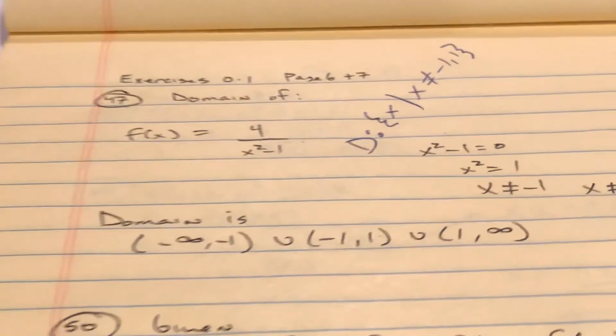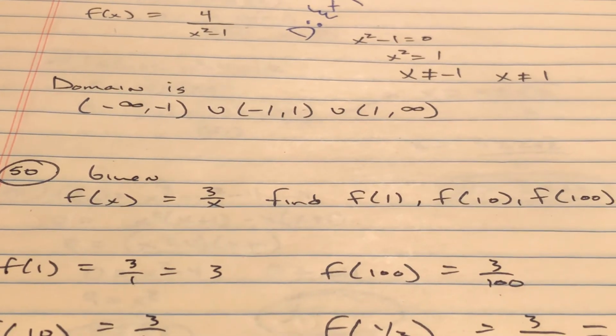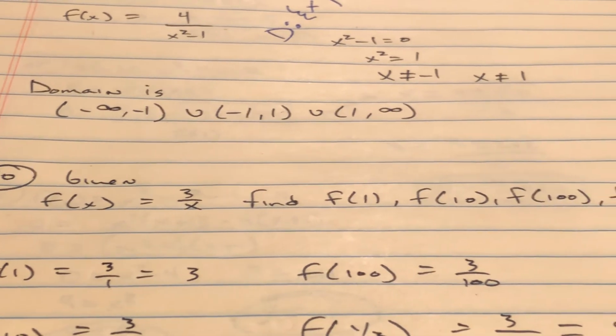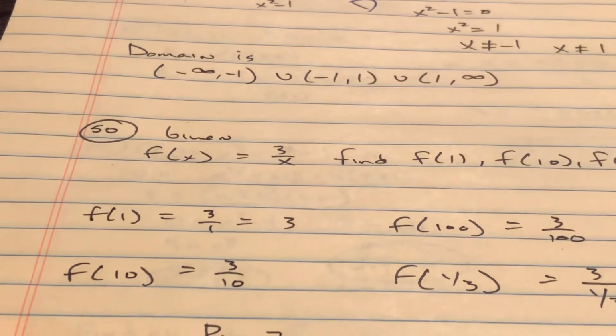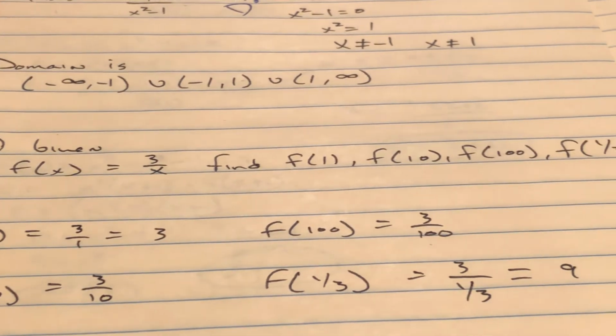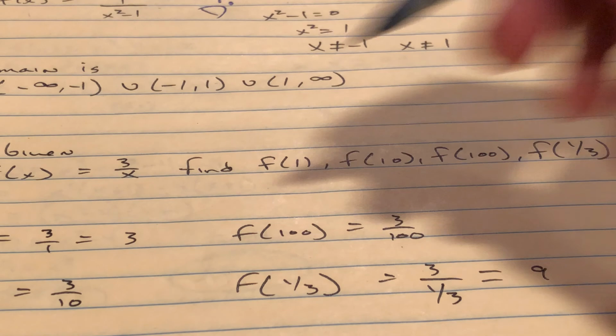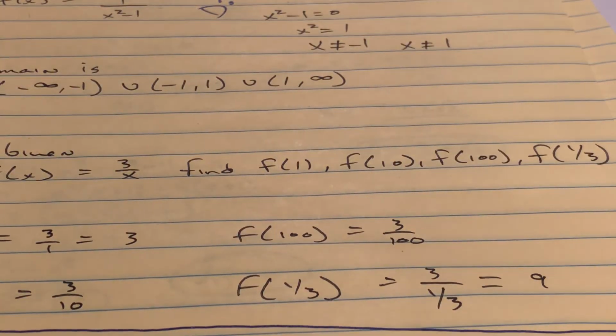50 is pretty easy. Given f of x is 3 over x, find f of 1, f of 10, f of 100, and f of a third. So just plug all those numbers in for x. Plug in 1, you get 3. Plug in 10, you get 3 over 10. Plug in 100, you get 3 over 100. Plug in a third, and you get 9. That's fun. All right, so that is the end of page 6 with exercises 0.1.